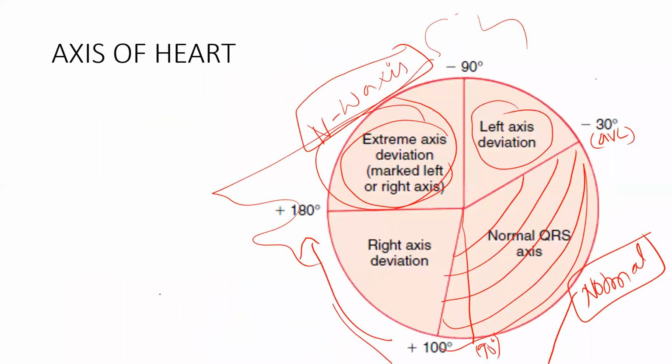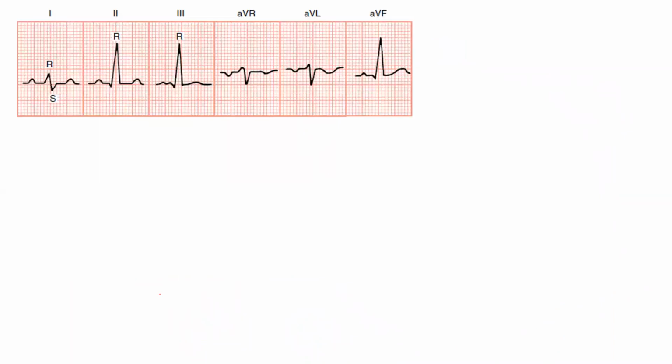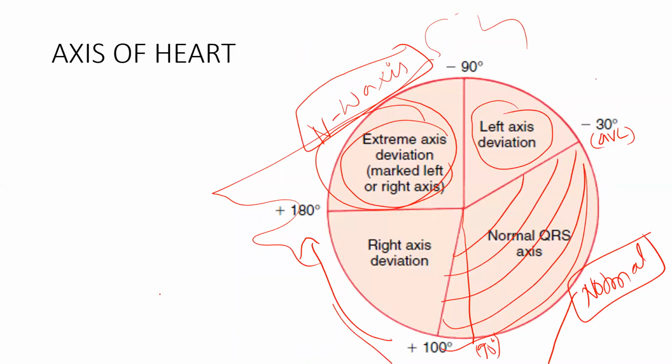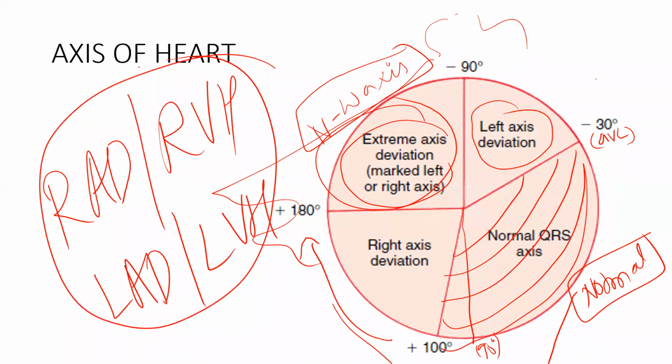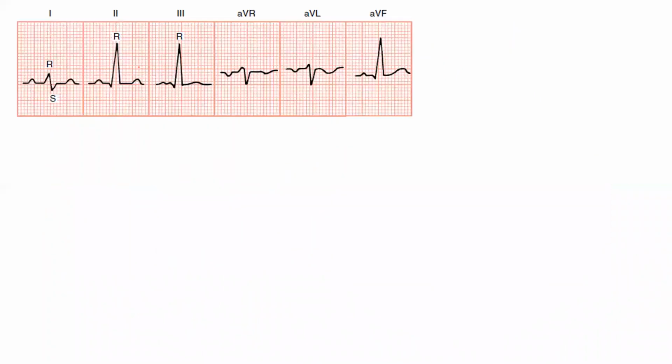So this one we saw about the axis of the heart. Now we'll start calculating the axis of the heart, which is most important because we should know about right axis deviation, right ventricular hypertrophy, left axis deviation, left ventricular hypertrophy, all these things. That's why we'll go with the axis of the heart now. Okay, this is the ECG now, and we'll go back to our own diagram.